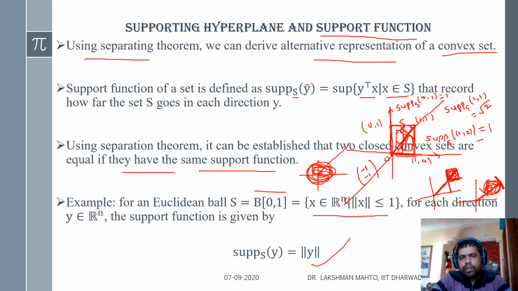You can look here. What is the support in the direction (1, 1)? What would be the name of this vector? It is this boundary point, lying on this circle x squared plus y squared equals 1. Then what is the name of this point? The name of this point would be (1 by root 2, 1 by root 2).